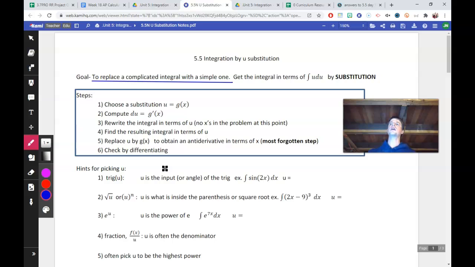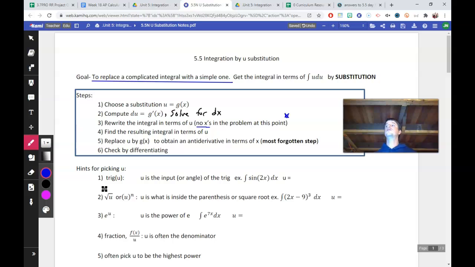First, you're going to choose a function or value to replace with your u, okay? And then you'll take the derivative of both sides, and you'll get du equals the derivative of the other side. And you're going to want to solve for dx, okay? Because if you solve for dx, it gets a lot easier when plugging back in, because the next step is you're going to rewrite the integral in terms of u, so you should have no x's at this point, okay?